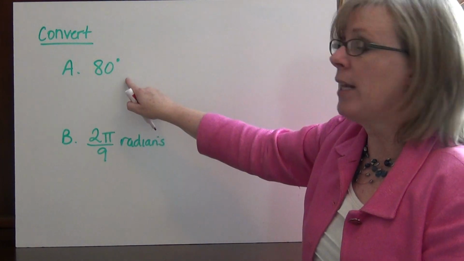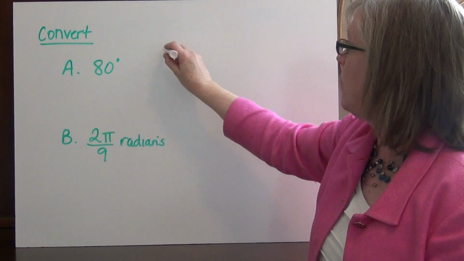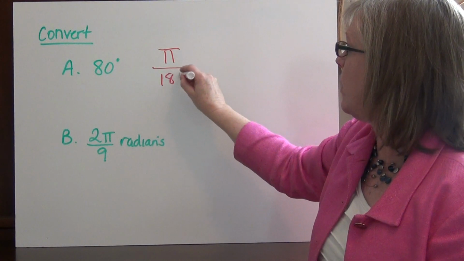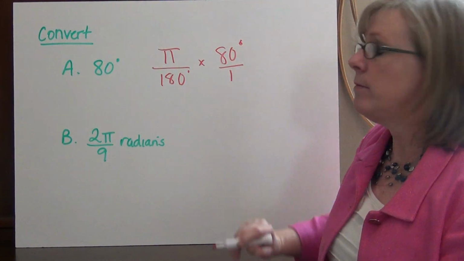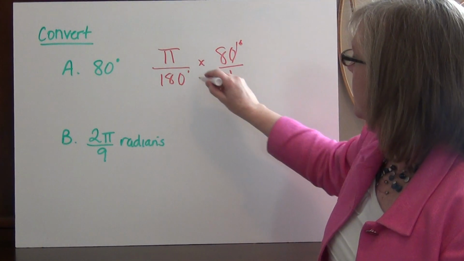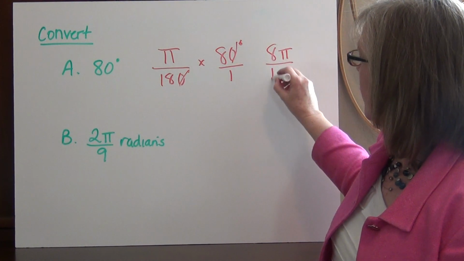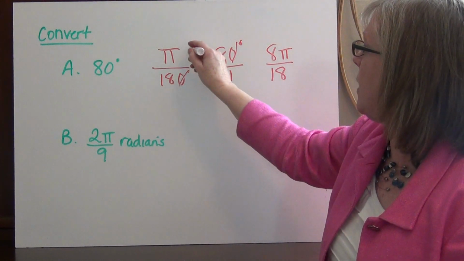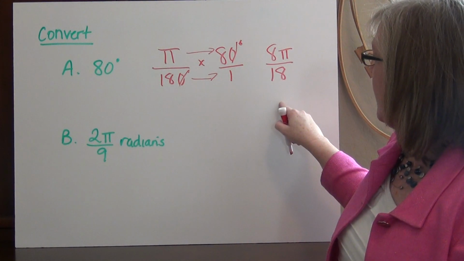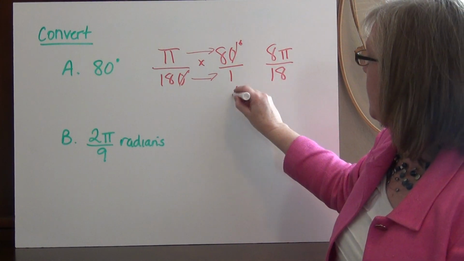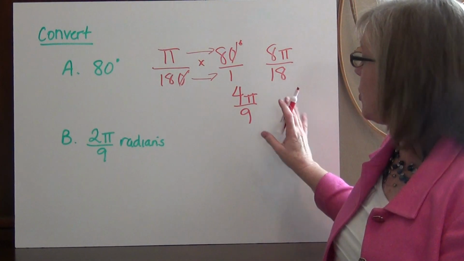Okay, because I want to end up with radians, I would put pi on the top and 180 degrees on the bottom times 80 degrees over 1. Okay, and let's see, those 10's cancel, and I have 8 over 18, and I have 8 pi over 18. Once I've simplified things out, I'm going to multiply straight across for my fraction. But this can be simplified some more, can't it? So I'm going to divide these both by 2, and I'm going to end up with 4 pi over 9. And if it can't be simplified anymore, I'm just going to leave it like that.